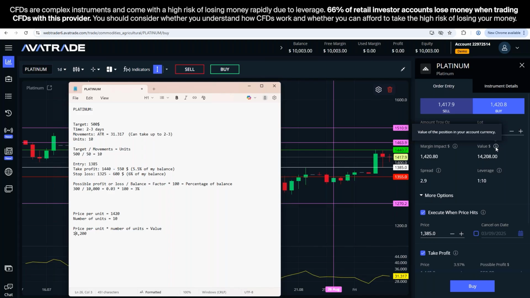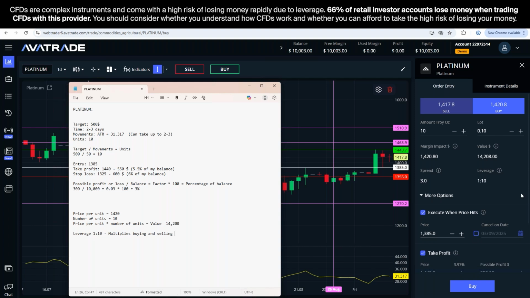14,200. Okay, that's the value. Underneath, we see something called leverage. Leverage 1 to 10. What is the leverage doing? Who knows? Multiplies buying and selling.